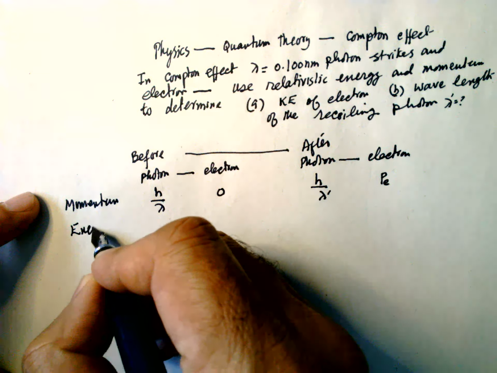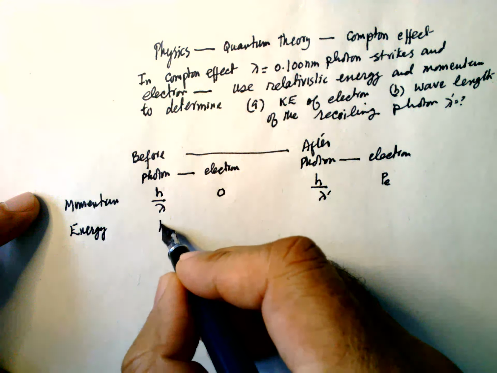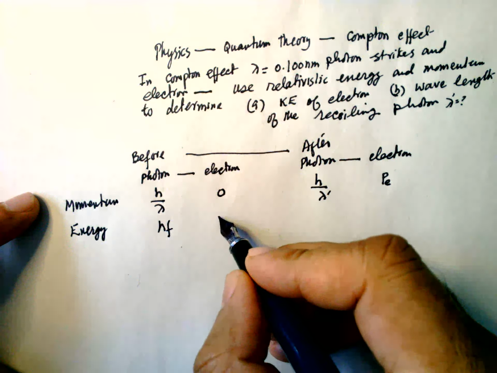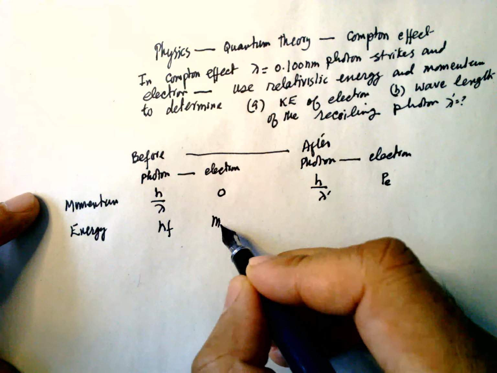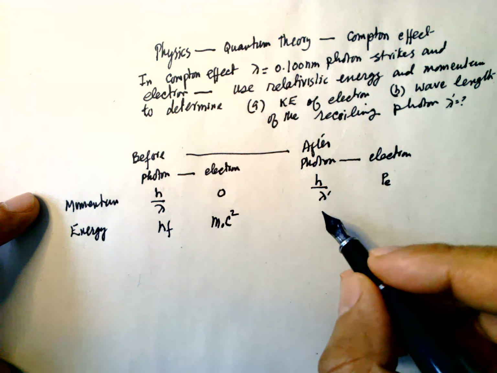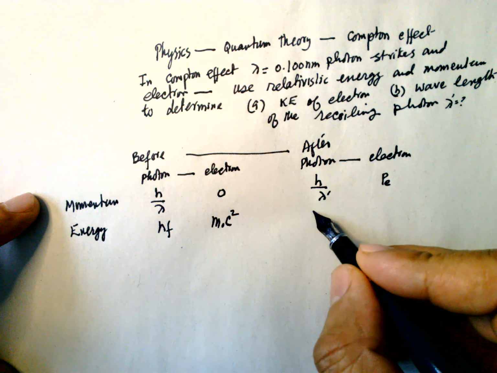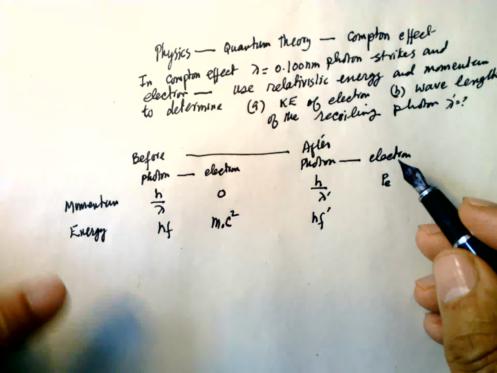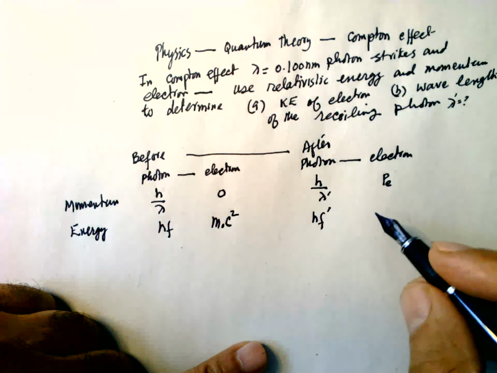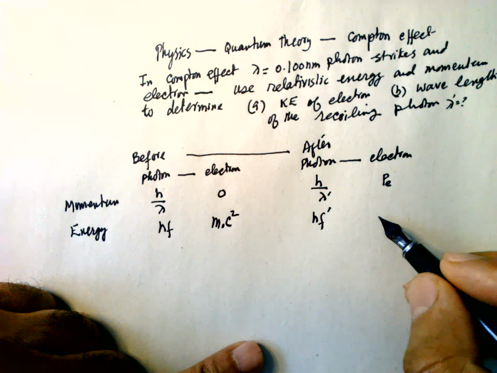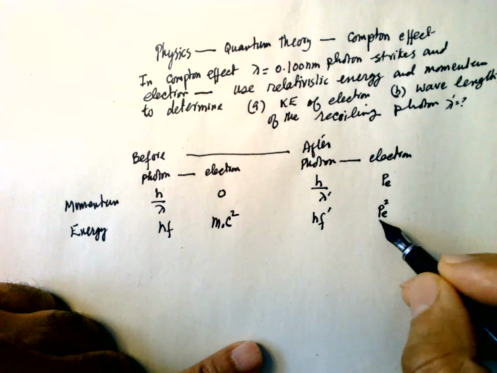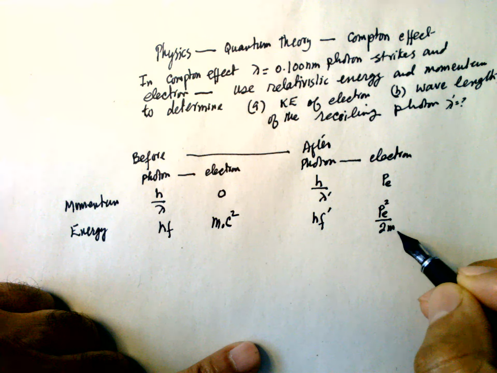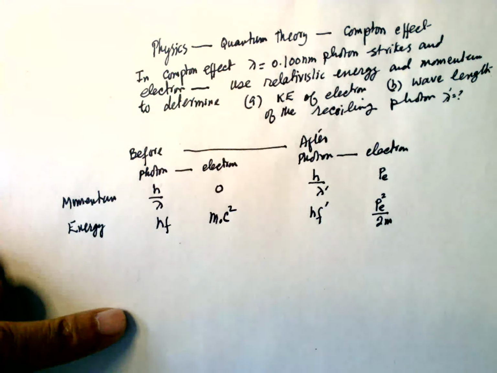Energy of the photon is HF, and the energy of the electron is rest mass energy, m naught c square. After the collision, the energy of the photon is HF dash, and the energy of the electron is 2PE over 2m, and that's changed to relativistic mass from m naught to m.